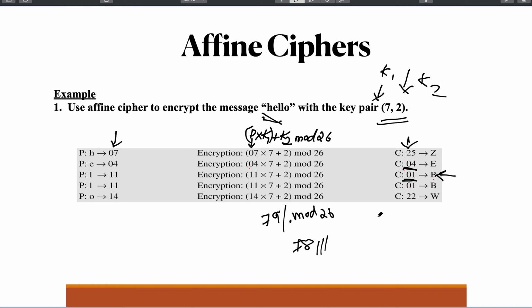So HELLO, when encrypted using the affine cipher, gives the cipher ZEBBW. This is the encryption of the affine cipher using the key pair 7, 2.